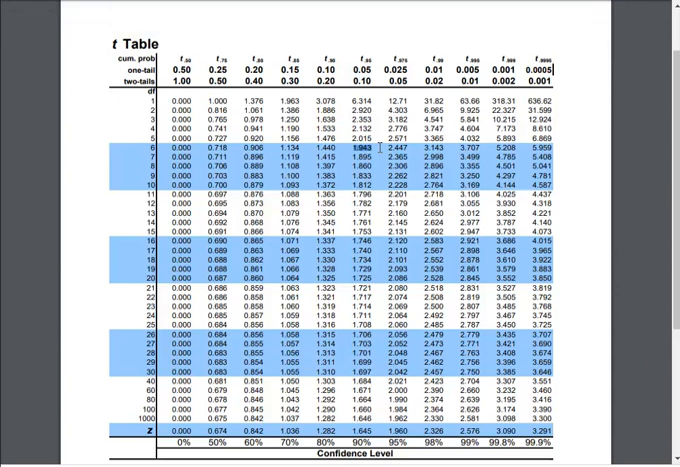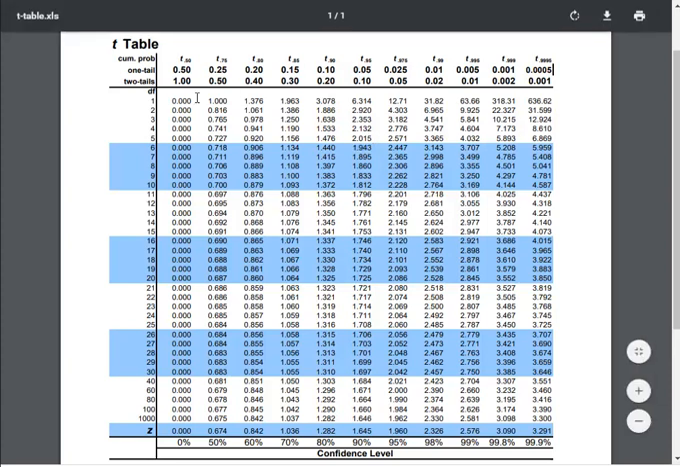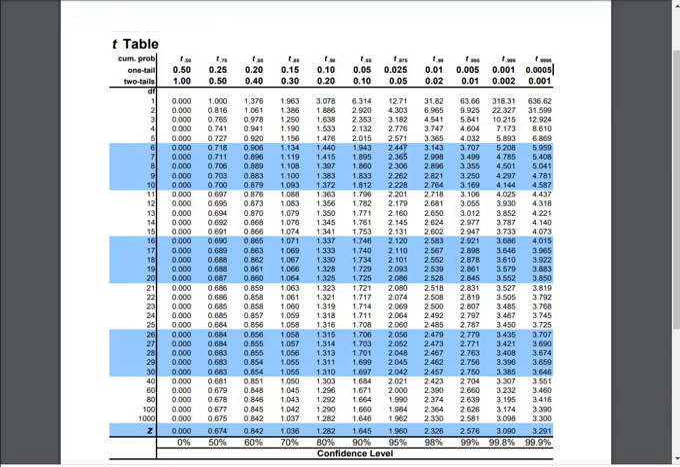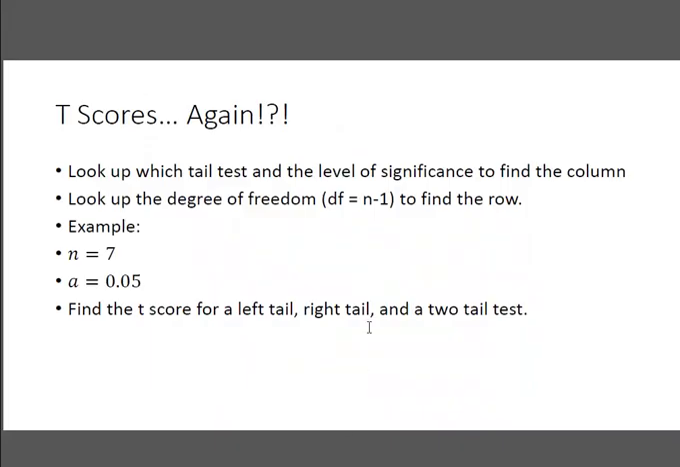Same as with the z-scores we were doing before. Now, if we were doing a two tail test, same idea. We're just going to look at the two tails now, find 0.05, which is our level of significance, and then go down again to our 6th row, that's the degree of freedom, so 2.447. For two tails, you're going to make the left side negative 2.447, and the right side positive 2.447.